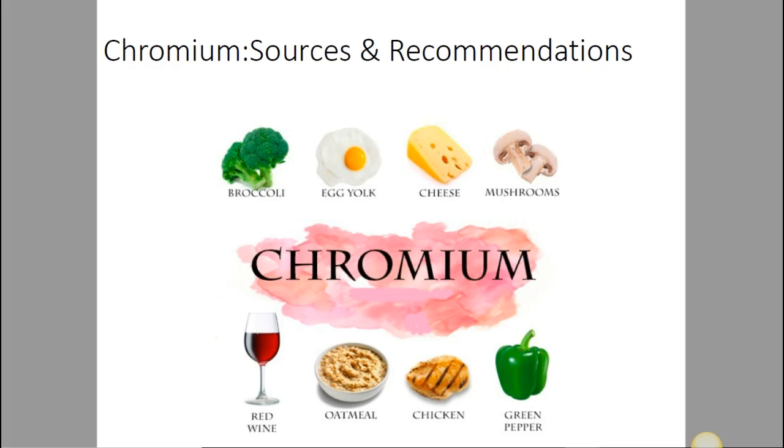In terms of sources and recommendations, you can see, again, this is another nutrient with a variety of sources. We've got some plant-based sources. We've got some examples here of some veggies and grains, also animal sources like egg and dairy and poultry, and then also red wine is a source of chromium.